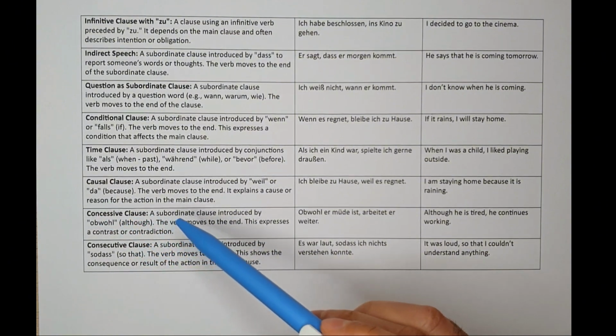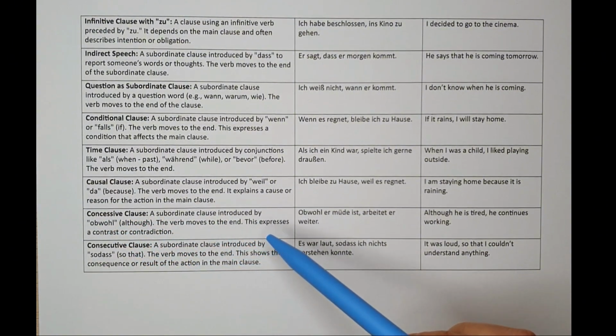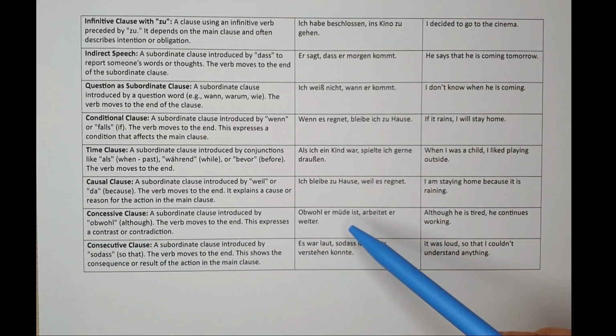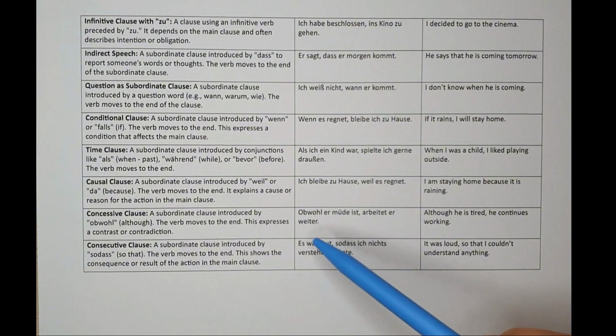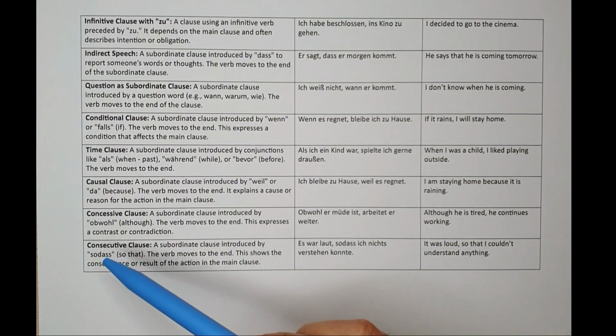Concessive clause. A subordinate clause introduced by obwohl. The verb moves to the end. This expresses a contrast or contradiction. Obwohl er müde ist, arbeitet er weiter. Although he is tired, he continues working.